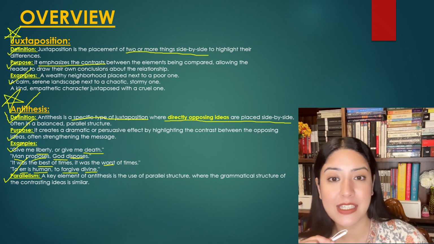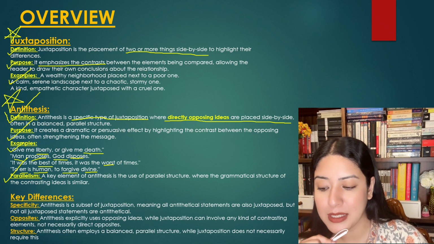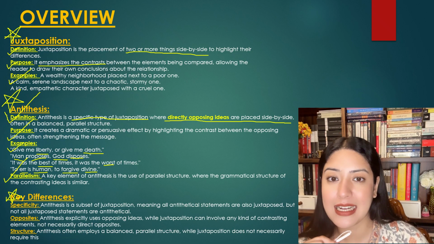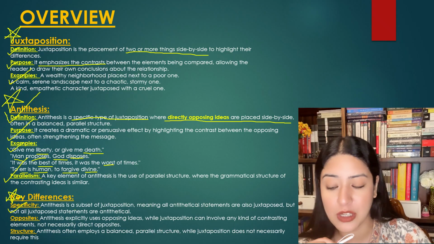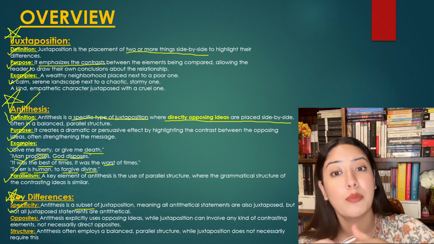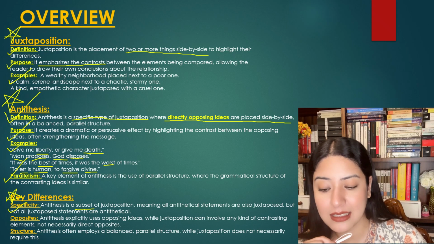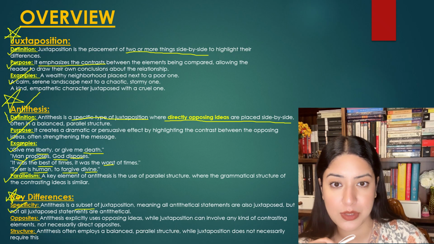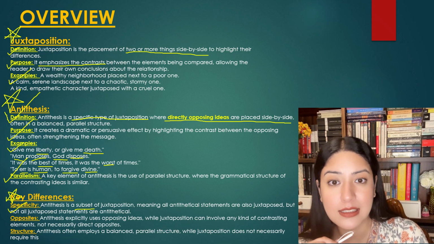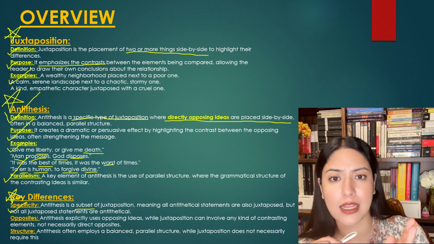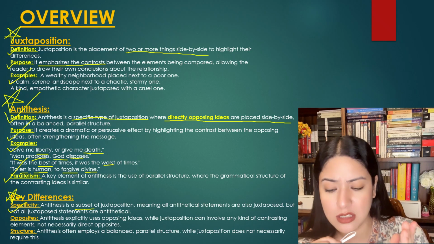So now you have the key differences. Let's look at this. Specificity. Antithesis is a subset of juxtaposition. Like I said, antithesis is a specific type of juxtaposition. Juxtaposition is a broader term. So under it you have antithesis, meaning antithetical statements are also juxtaposed. That is, these antithetical statements, the statements under it, also are contrasting ideas, also have differences, they're juxtaposed.